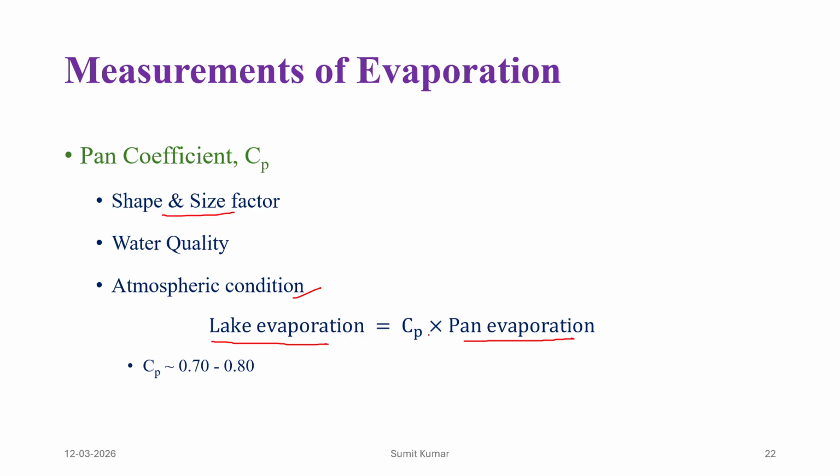That's why a coefficient, namely the pan coefficient, is multiplied with the pan evaporation, which gives the evaporation corresponding to the nearby lake or water body. So in India, for the Indian standard evaporation pan, the pan coefficient Cp is taken as 0.7 to 0.8.